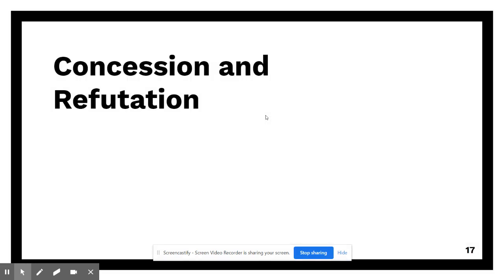All right, so I'm going to give you a couple of examples from pieces of writing we have already read this year where the writer is conceding and refuting. This is a fairly common way to respond to the opposition. It's where you basically give over a point, but then you explain why your point is more important or more valid or more true than the other point.